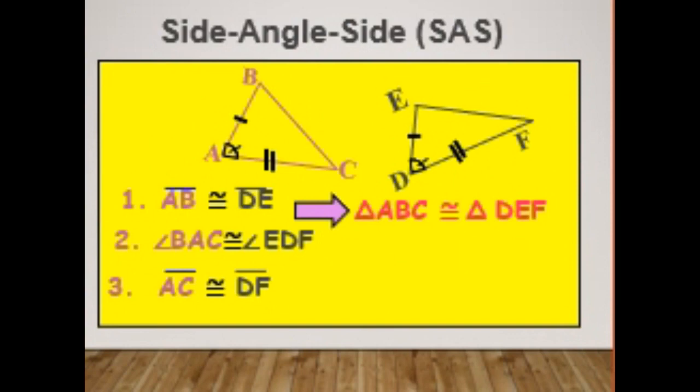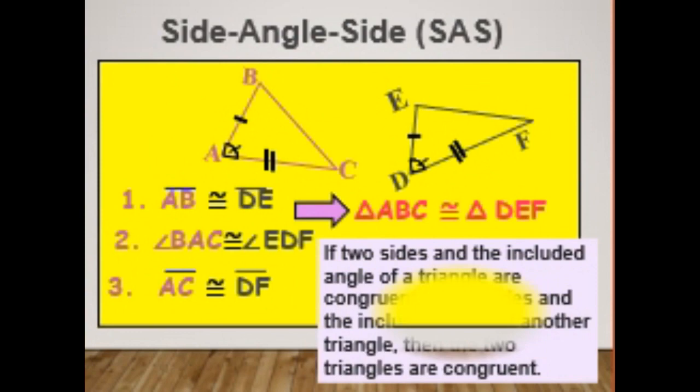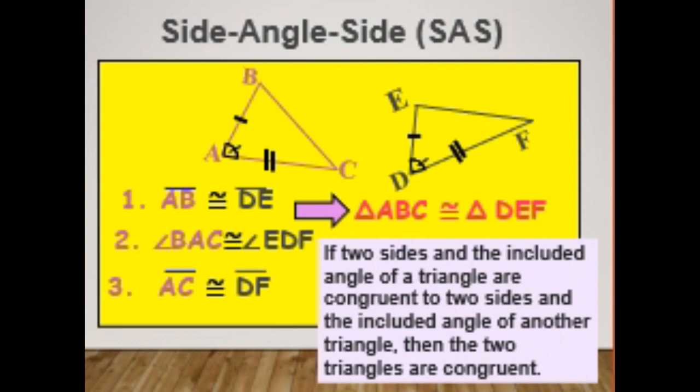So in our example, always remember, side angle side states that if two sides and the included angle of a triangle are congruent to two sides and included angle of another triangle, then the two triangles are congruent.